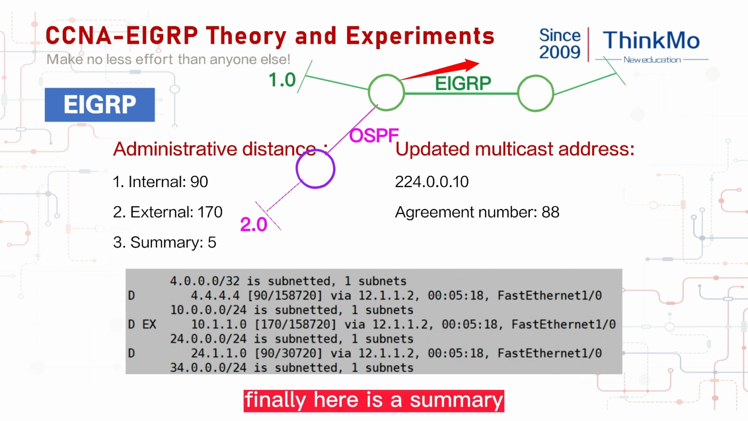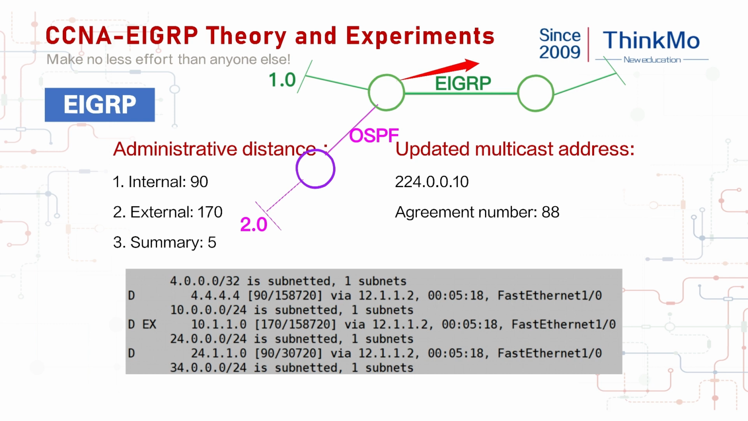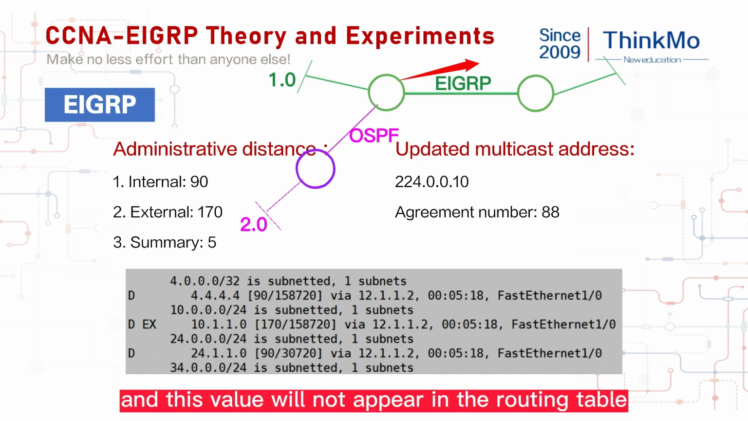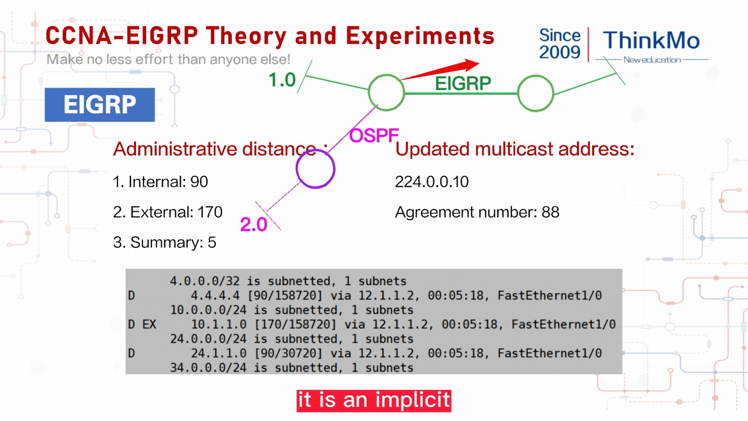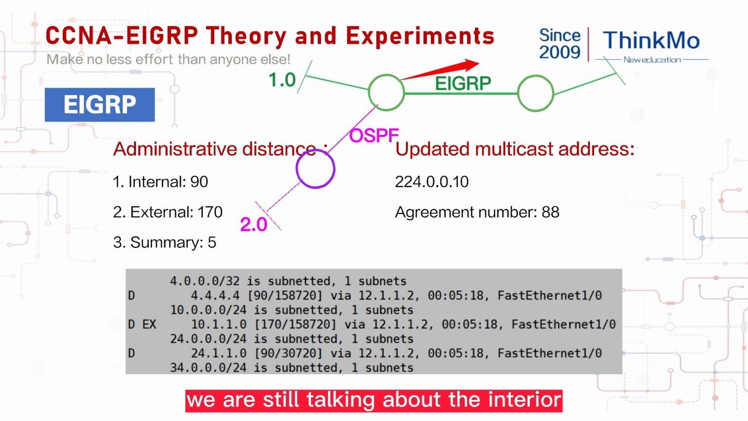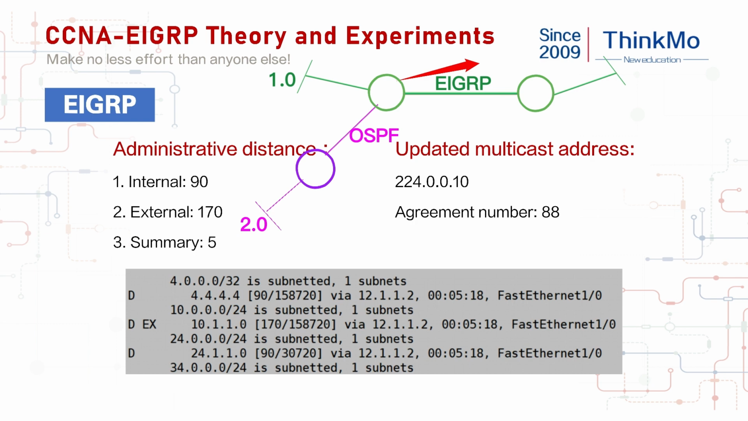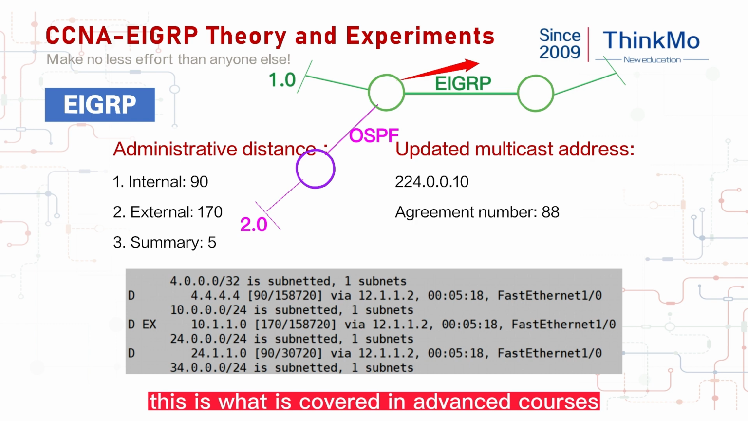Finally, here is a summary. You may not learn this at the NP stage. You might learn it in IE. You don't need to understand it at this stage. And this value will not appear in the routing table. It is implicit. As for what it is for, we can't get involved now. So you just need to understand the inside and outside. We are still talking about the internal. Now there is no redistribution involved. This is what is covered in advanced courses.